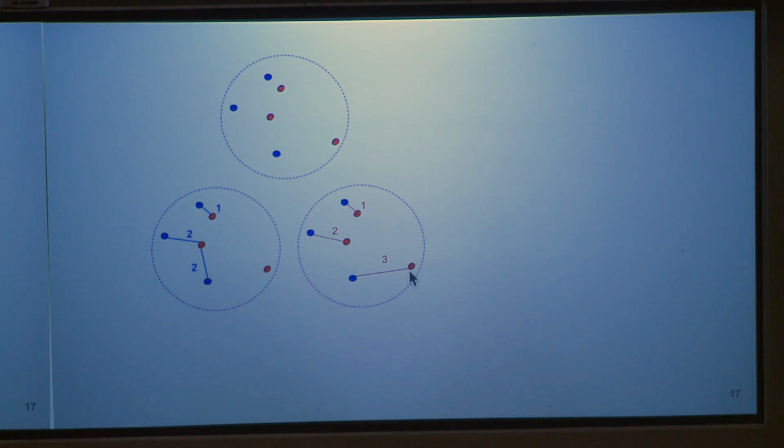So here we can see that this red dot over here, its nearest neighbor was 3 away. The worst case over all these distances is called the Hausdorff distance, and that's 3.